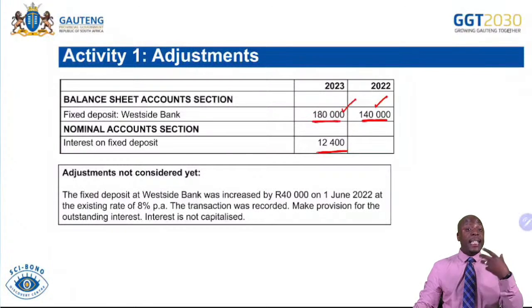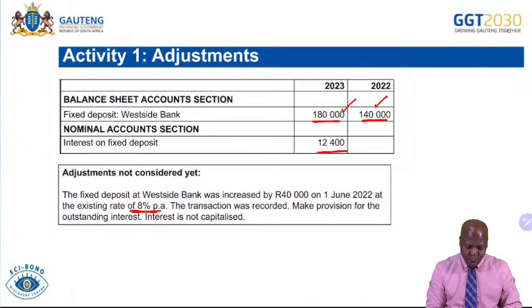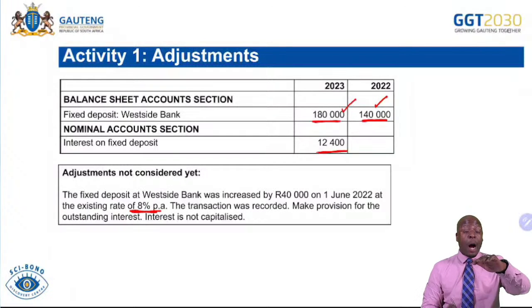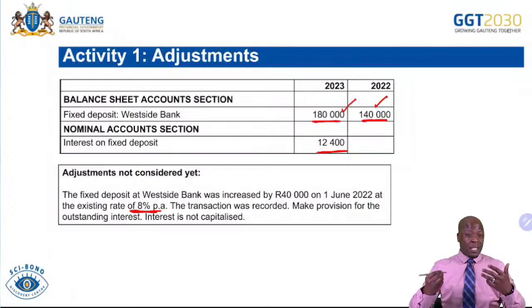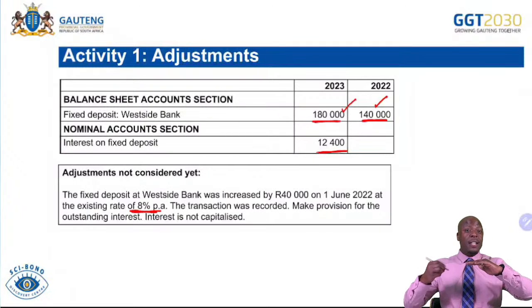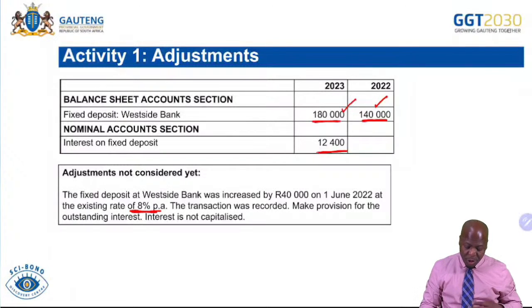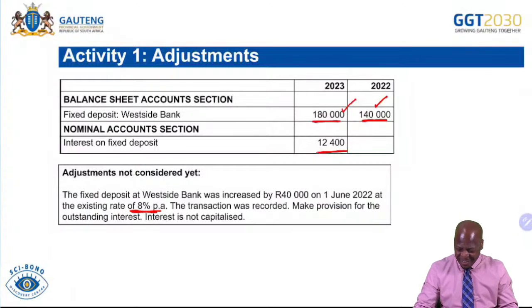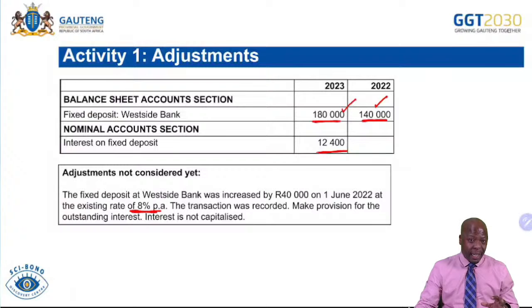The fixed deposit has been increased by 40,000 on the 1st of June 2022 at the existing rate of 8% per annum. So they're telling us that the interest rate has remained constant. However, the amount of fixed deposit has increased from 140, now it is 180. The transaction was recorded. Make provision for the outstanding interest, and interest is not capitalized. There are several ways in which one would have done this, but let's look at one of the simplest ways. Are you ready? Okay, let's begin. It means at the beginning of this financial year, we had a fixed deposit of how much?